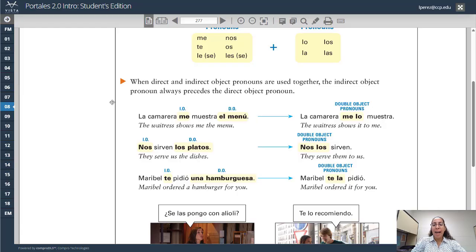I need to buy them for him, double object pronoun. So anytime you're using sentences like that, in Spanish, they require double object pronouns. Let's go over some of these sentences.